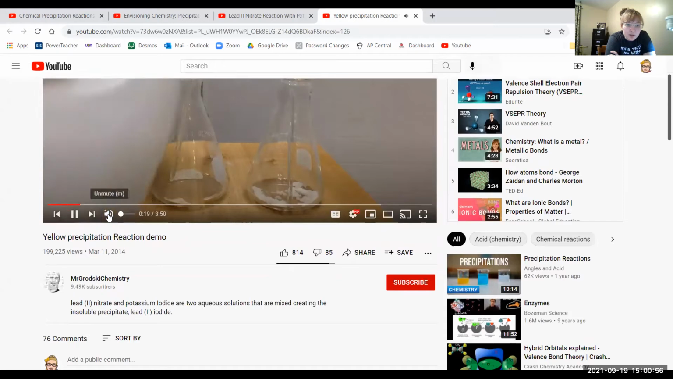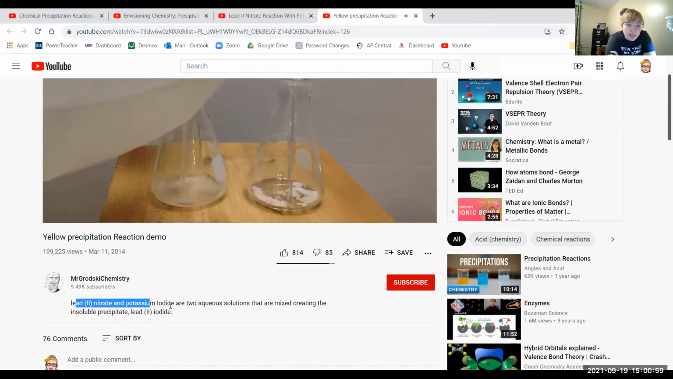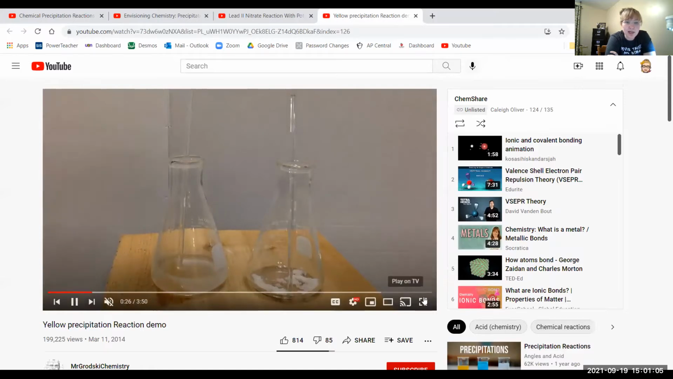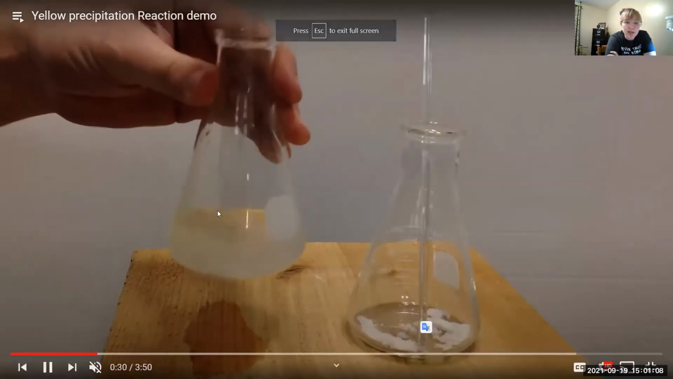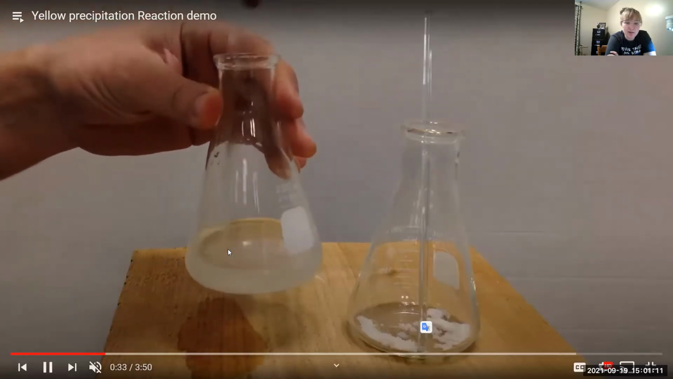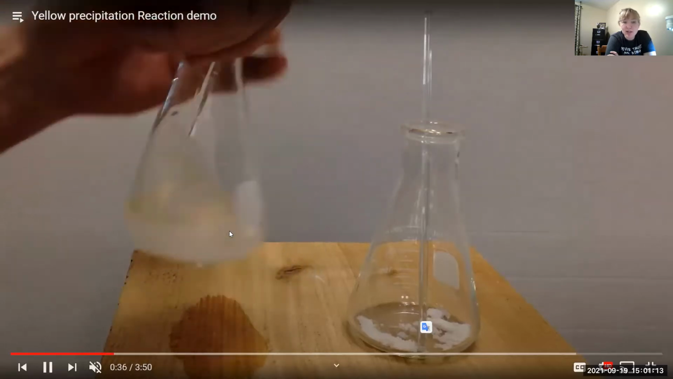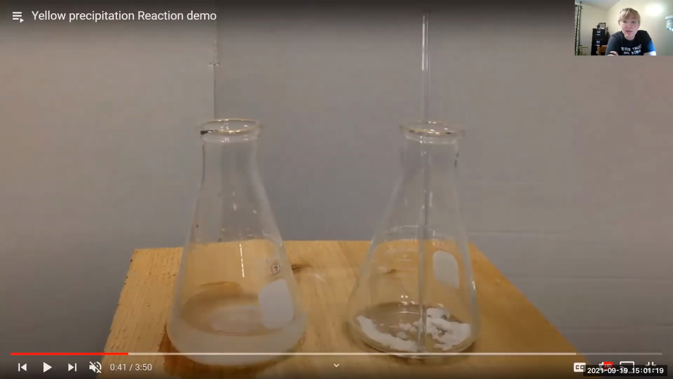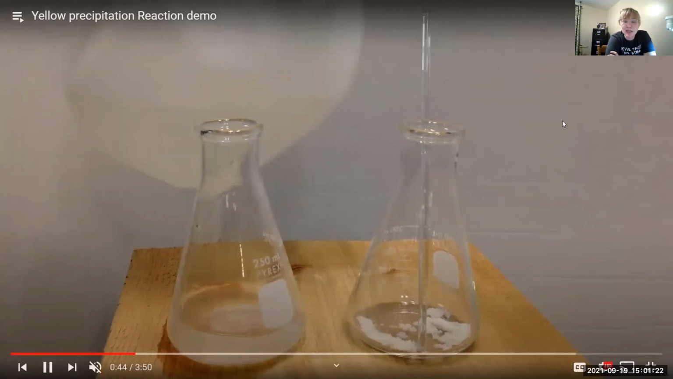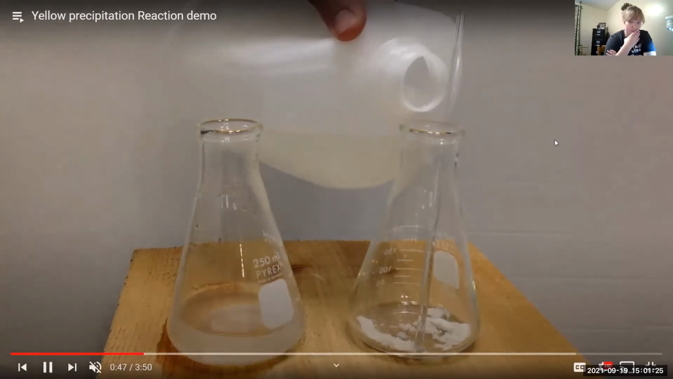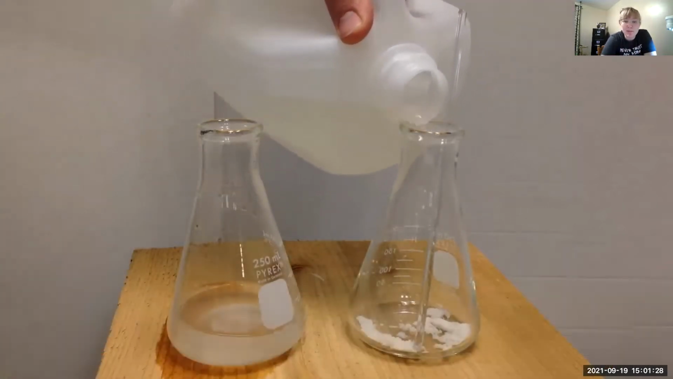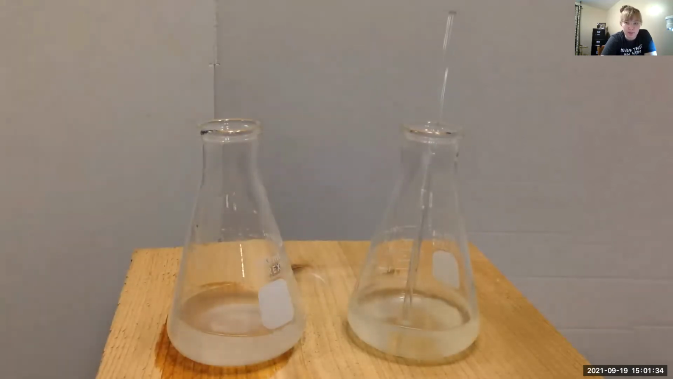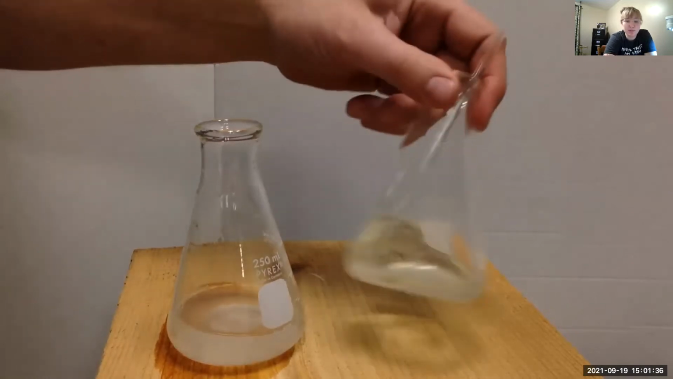Lead 2 nitrate and potassium iodide. Cool. Okay, so here we go. He's got the lead nitrate and the potassium iodide. He's got to make them dissolve. Lead nitrate, we know it will dissolve because the rule says nitrate salts always dissolve. And then potassium iodide, potassium is a 1+ ion, so we expect that it also is going to dissolve.